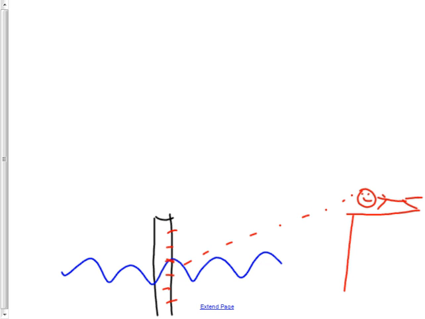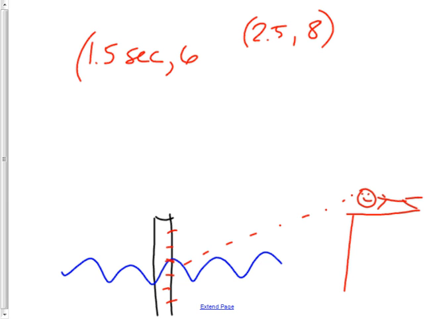All right, let's say that you did that, and at time 1.5 seconds in your video, you had a height of 6. By the way, that was the lowest height, 6. At time 2.5 seconds, you had a height of 8. I'd like you to sketch the situation, sketch your sinusoidal, make that little dotted line that runs down the middle, and figure out the equation for it.